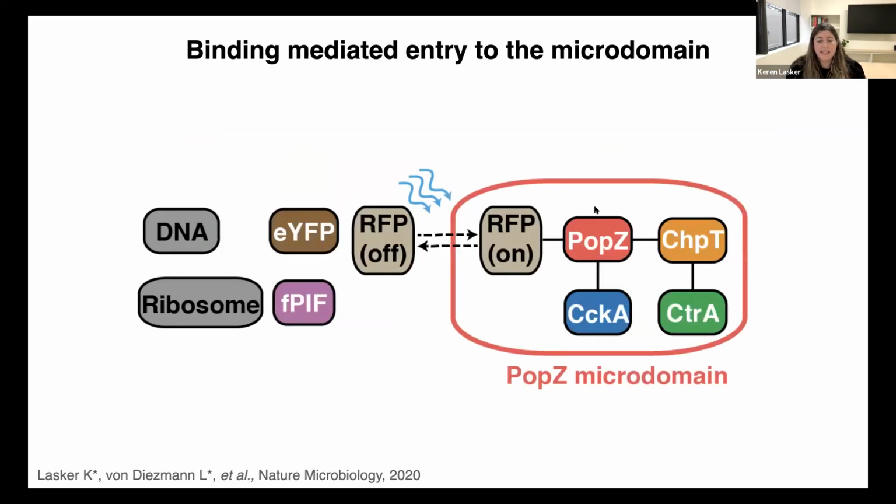So that leads us to a working model in which entry into the microdomain is mediated by either direct or indirect binding to PopZ. And we are now starting to work to understand the molecular features that drive this process. We also think that there might be competition involved between different clients, that there might be limited places to bind on the PopZ matrix. And we're happy to get feedback and ideas later in the discussion session.